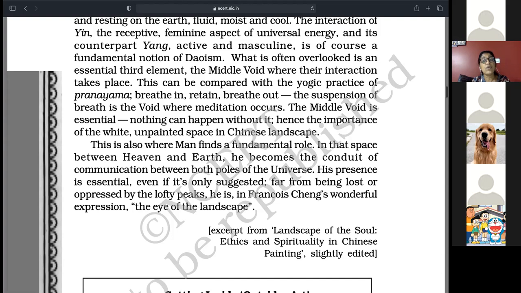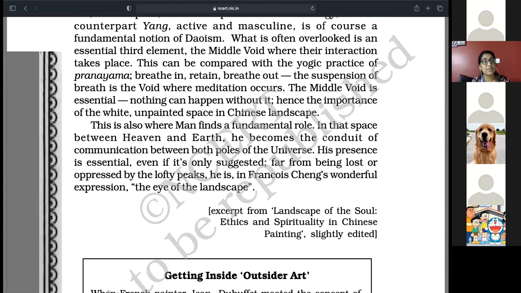Far from being lost or oppressed by the lofty peaks, he is, in Francois Cheng's wonderful expression, the eye of the landscape. मतलब फ्रेंकॉइस चेंग ने जो है इंसान को लैंडस्केप के आंखें बताई हैं. He is the one who sees, he is the eye of the landscape. That is the eye. We are the eyes. So Cheng has suggested or expressed the humans presence as the eye of the landscape. ऊपर लैंड और नीचे स्केप, उन दोनों के बीच हम we are the eyes.